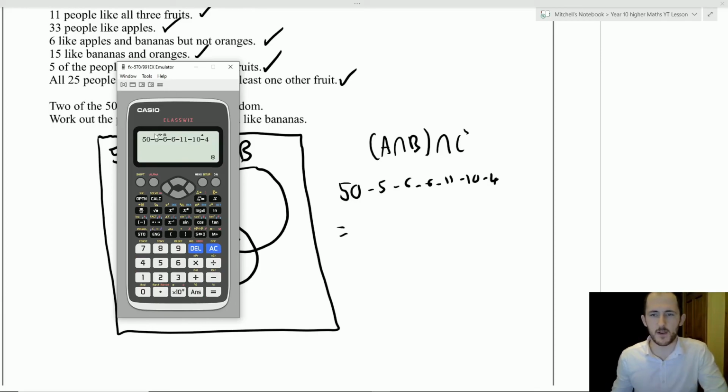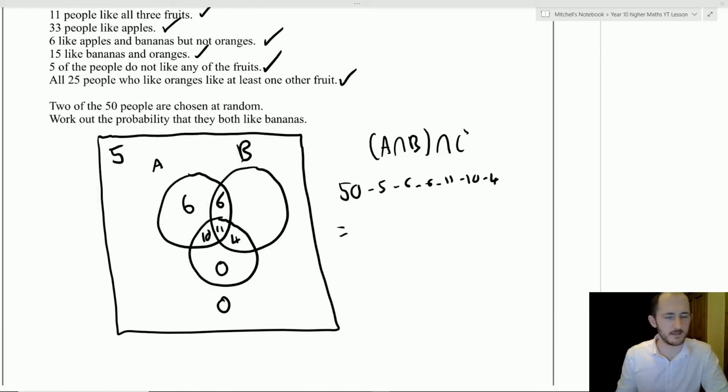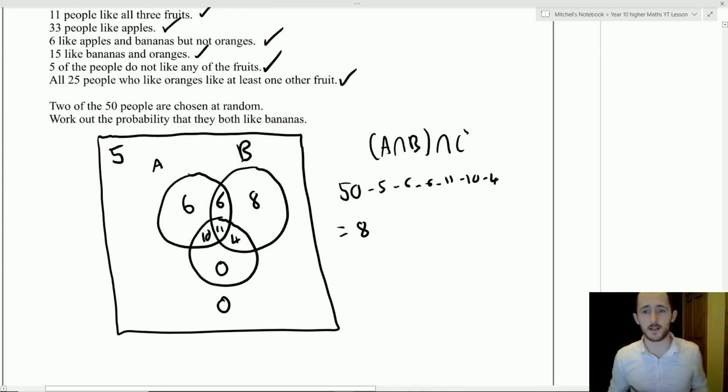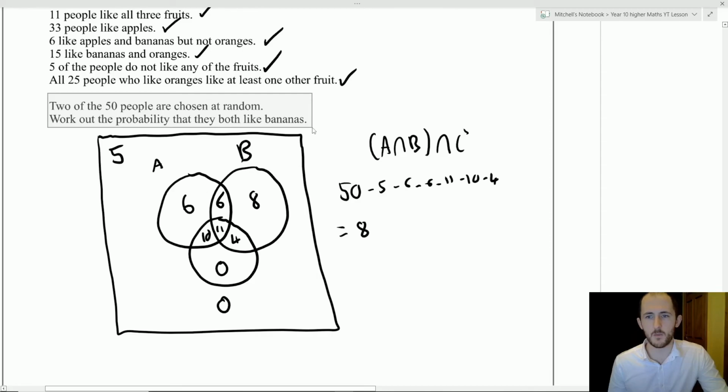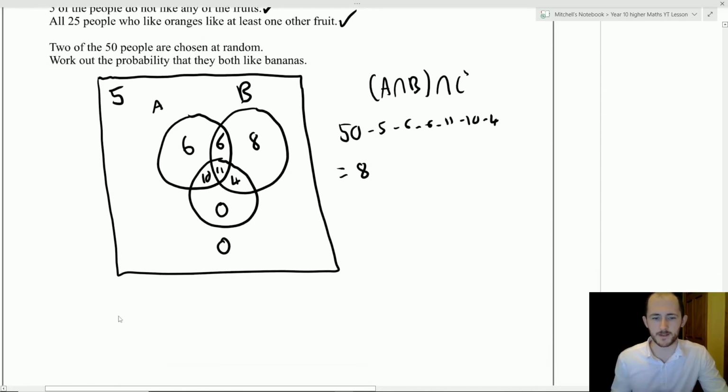Again, you can do this in your head. I'm being a bit lazy. And that's our Venn diagram. We did it a lot quicker, but we can do it even faster. It says here, 2 of the 50 people are chosen at random. Work out the probability they both like bananas.